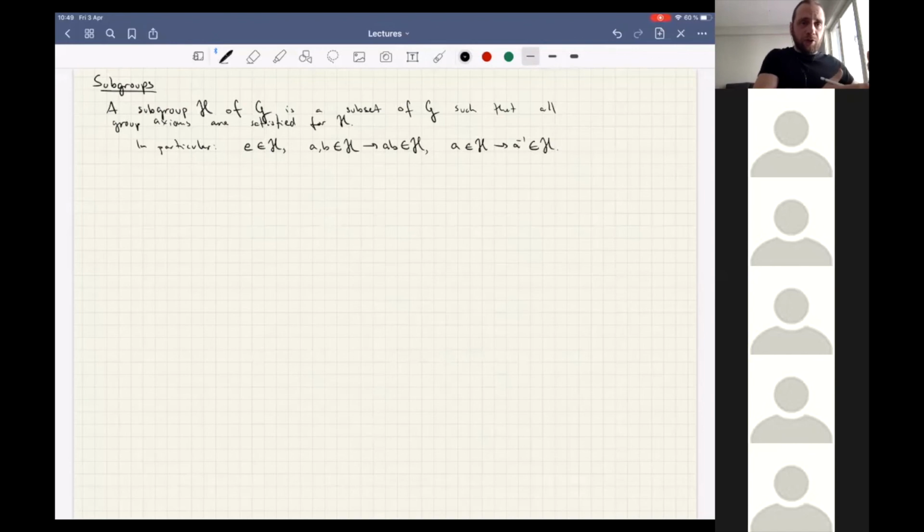Now the fourth group axiom is automatically satisfied because we already know that this group operation that we have in G is associative because G is a group. So we don't really need to check that explicitly. What we need to check explicitly is that those 3 things hold. In particular, the identity always needs to be an element of H. That's not very difficult to check usually. But we need to check that this subgroup is closed and that also the inverse belongs to the same subgroup.